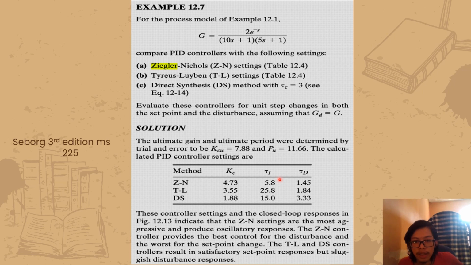Here is another example from the Seborg book, Example 12.7, for the Ziegler-Nichols method. Basically, we need to find our ultimate gain and ultimate period using trial and error. After we get our Ku and Pu, the period of oscillation and ultimate gain, we can apply our Ziegler-Nichols method. Okay, that's all from me.